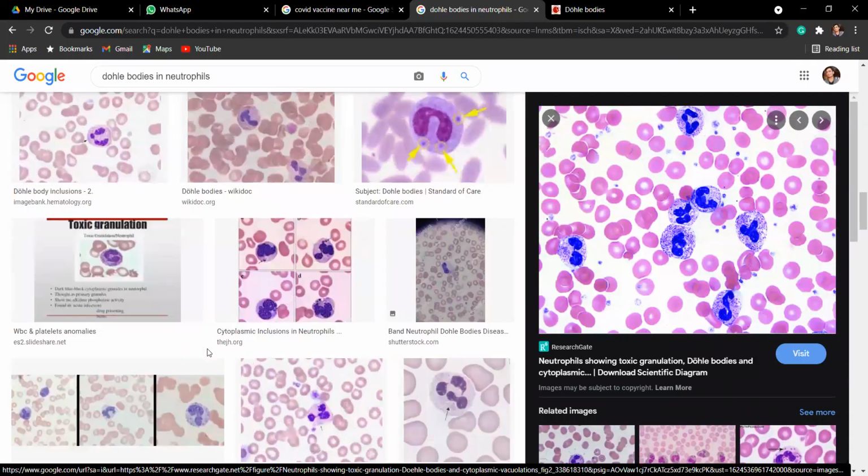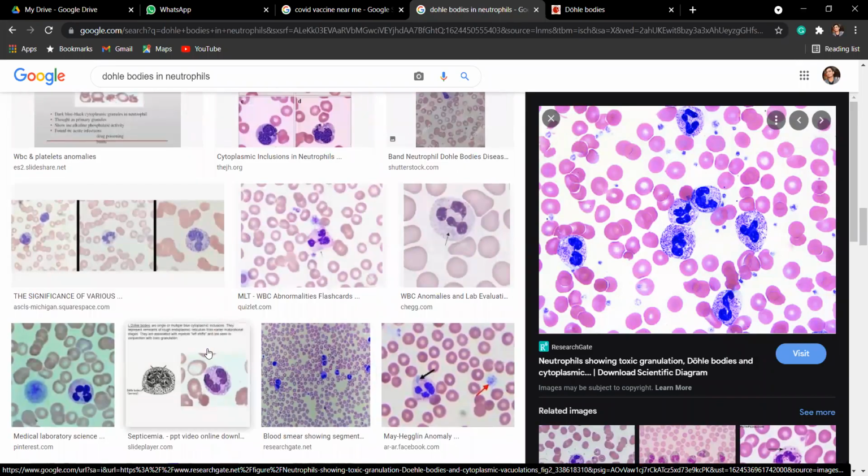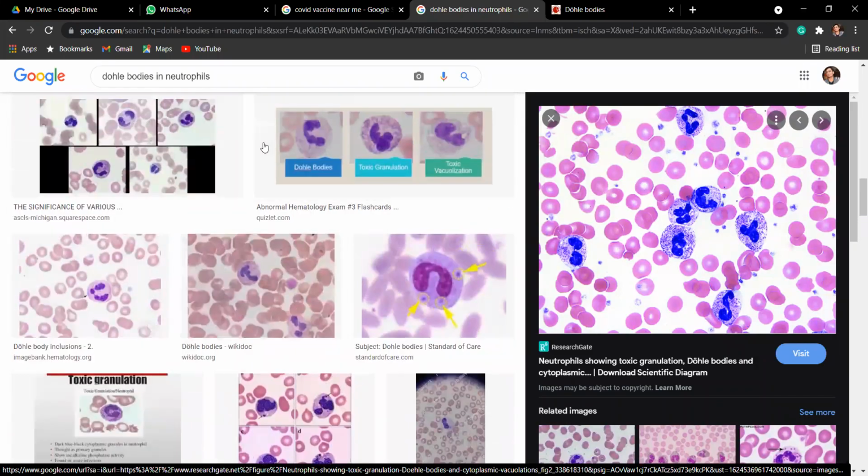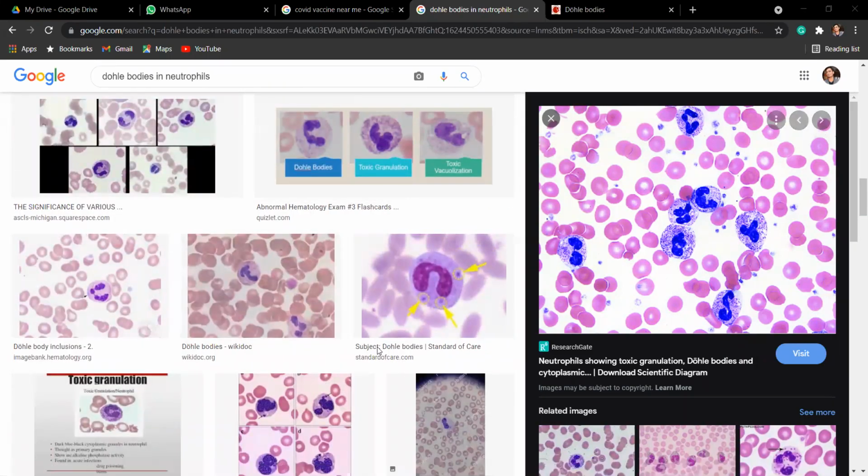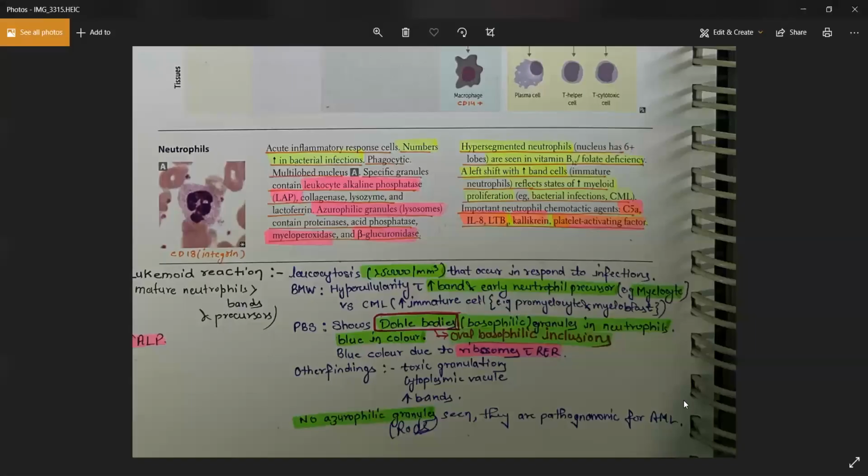Anyway, so you will have the Dohle bodies, the toxic granules, the cytoplasmic vacuoles, and more band forms in the PBS. These are all the signs of leukemoid reaction. Are we good?